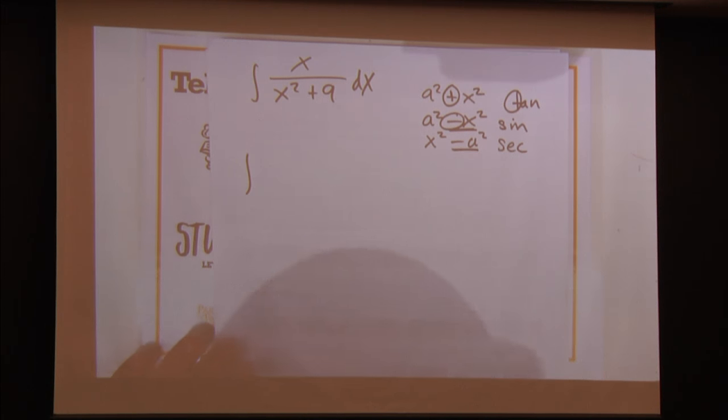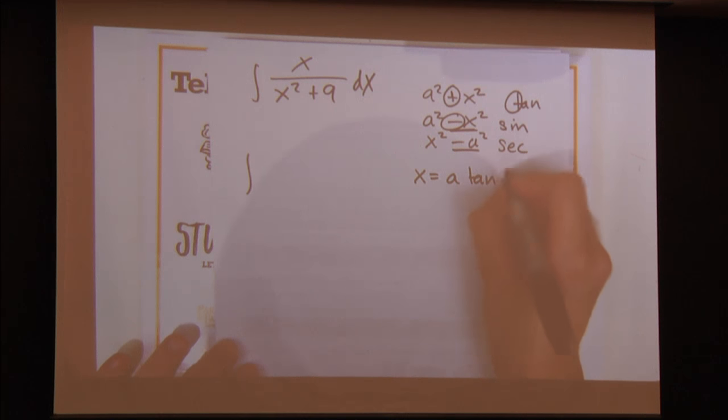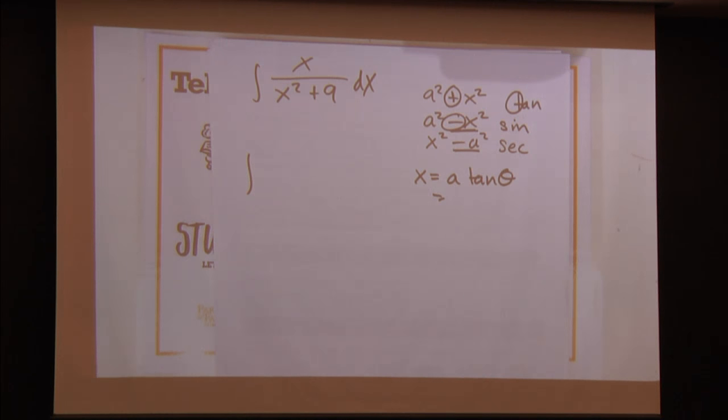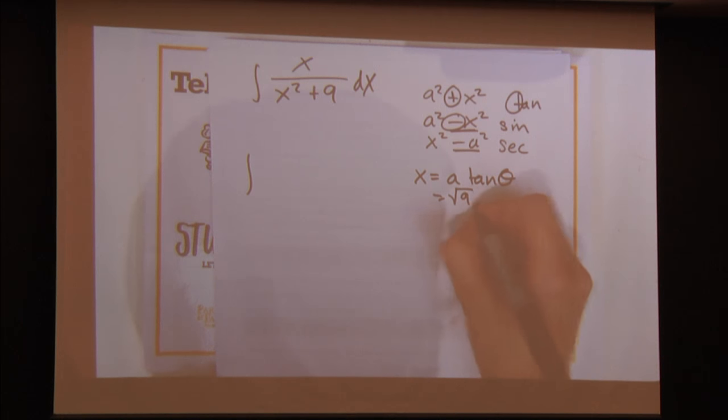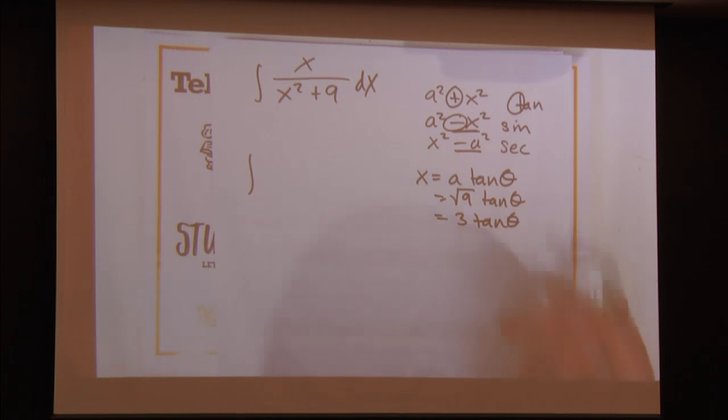Okay, so if that's the case, then I know x is equal to a tan theta. Well, a is the root of whatever that plus constant is. So that is root 9 tan theta, which is really 3 tan theta. I saw a hand. Does that mean someone has a question? Yes.